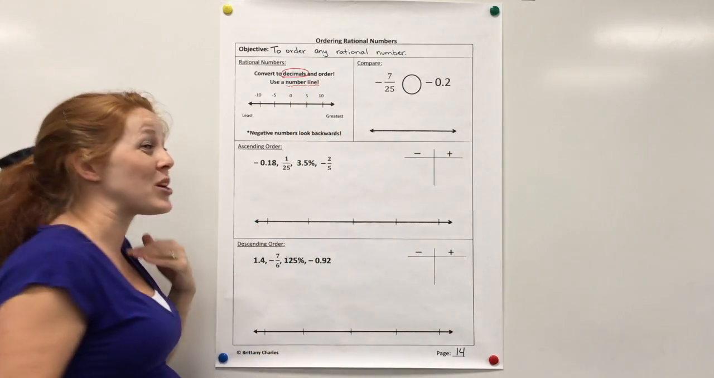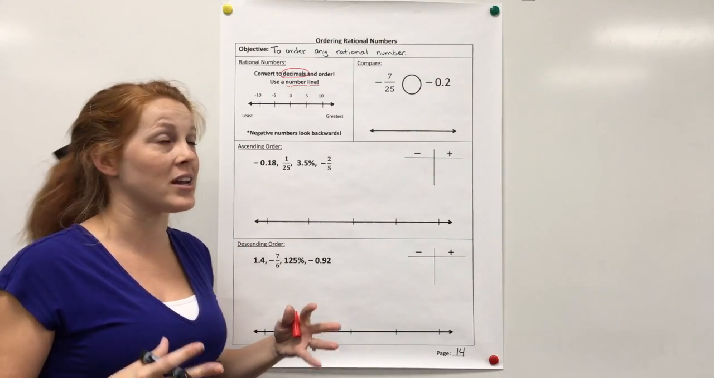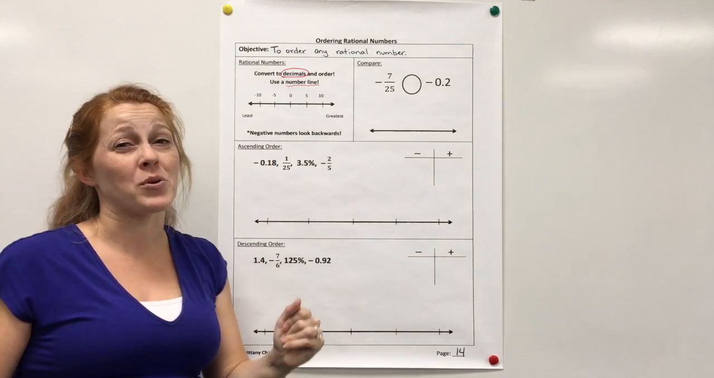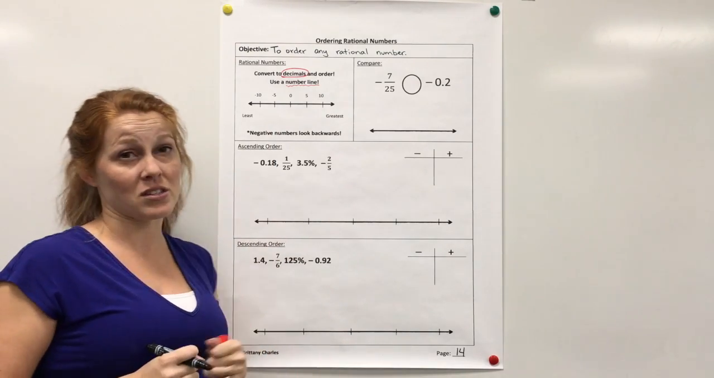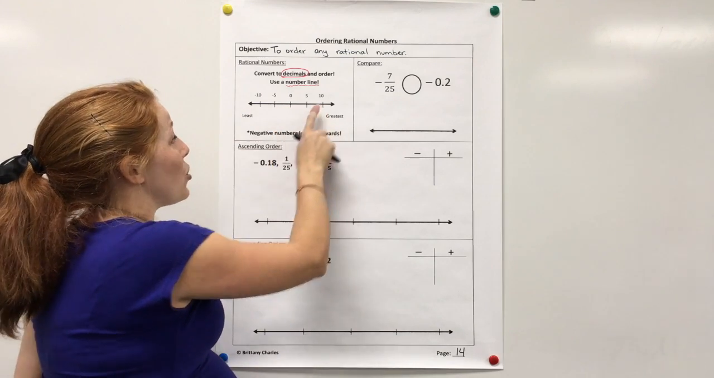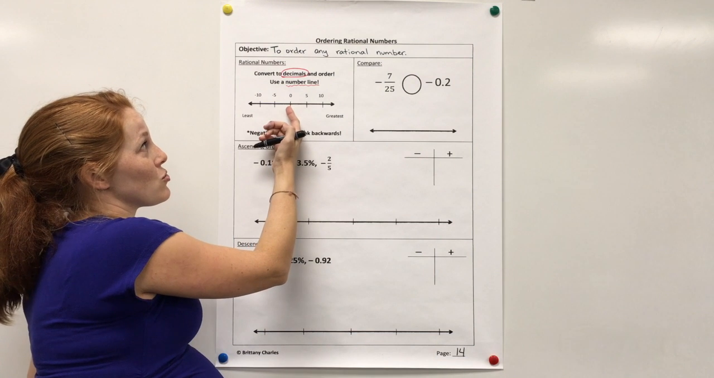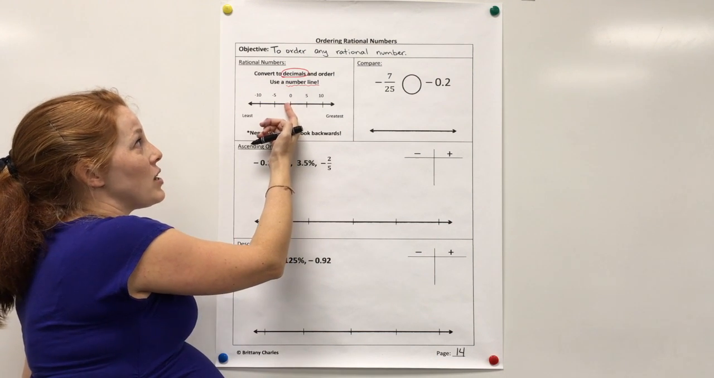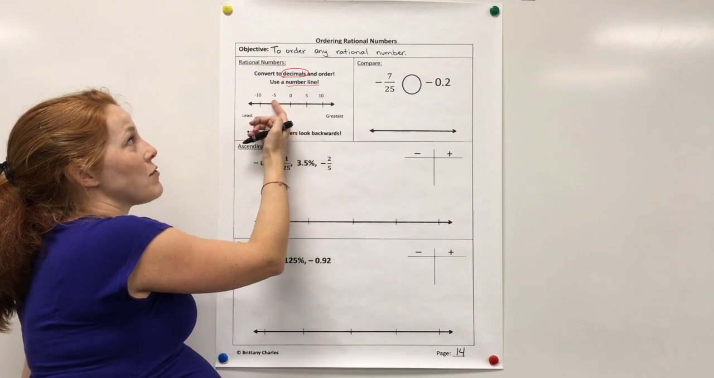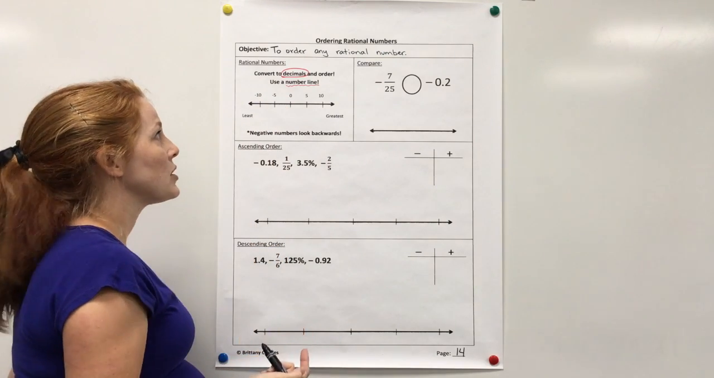I know sometimes we get overconfident or we get lazy, and we want to just try to order them in our head, but the number line is going to help you, and I see so many mistakes in this skill. Okay, also, when you're using a number line, don't forget that the negative numbers look backwards. So starting with 0, -1, -2, -3, -4, -5, etc. So the numbers will look backwards on the negative side.